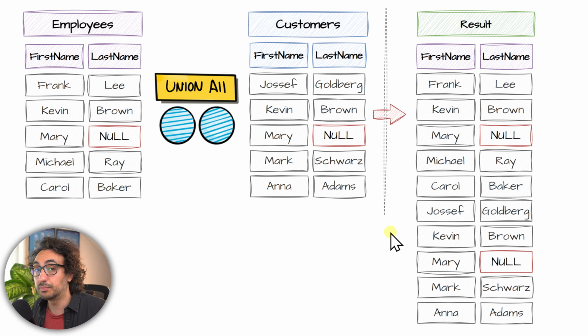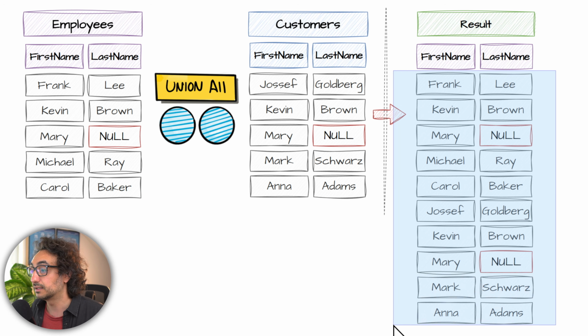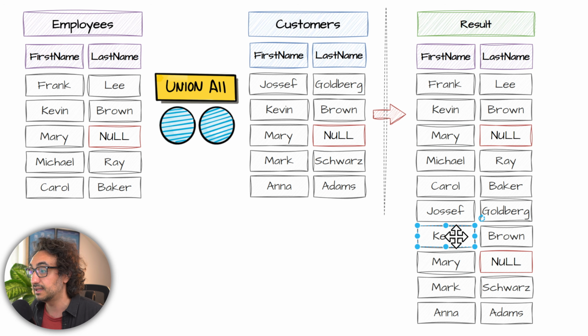It's going to just combine all the rows from the employees and all the rows from the customers, and with that we're going to get the 10 persons. And as you can see, we have duplicates in the data, so we have Mary twice and Kevin twice. And that's why union all is the fastest. It doesn't have any extra steps or checks, just taking all rows from all queries and putting them in the output. Alright, so as you can see, it's very simple, right? So that's all for the union all.